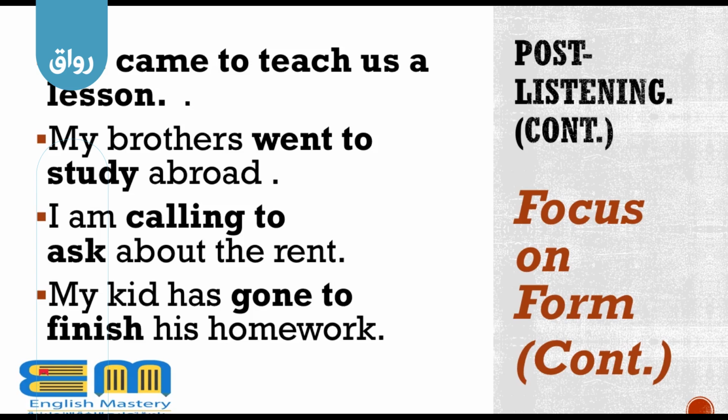عندنا كل الأفعال اللي بعد to هنا نشوفها مجردة، مع العلم إن الفعل اللي قبلها يكون صيغة ماضي أو صيغة مضارع، فهذا ما يهمنا. أهم شيء الفعل بعد to يكون فعل مجرد. أيضا هنا نأتي للاستخدام، استخدام to يعلمنا عن السببية. She came to teach us، هنا يعلمنا عن السببية، ليش هي جت؟ عشان تدرسنا، so هنا السبب. My brothers went to study abroad، لماذا ذهب إخواني للدراسة في الخارج؟ فإذا هنا علمنا عن السببية. I'm calling to ask about the rent، أنا أكلم عشان أسأل عن الإيجار.